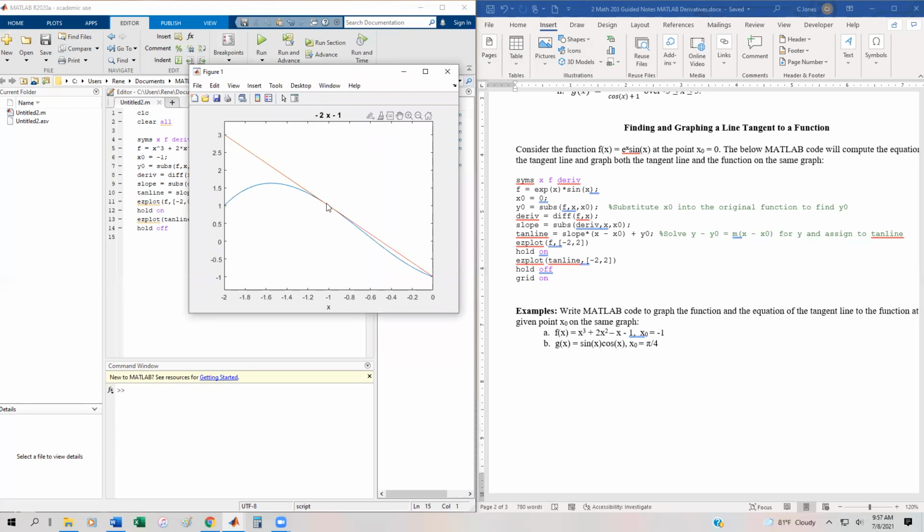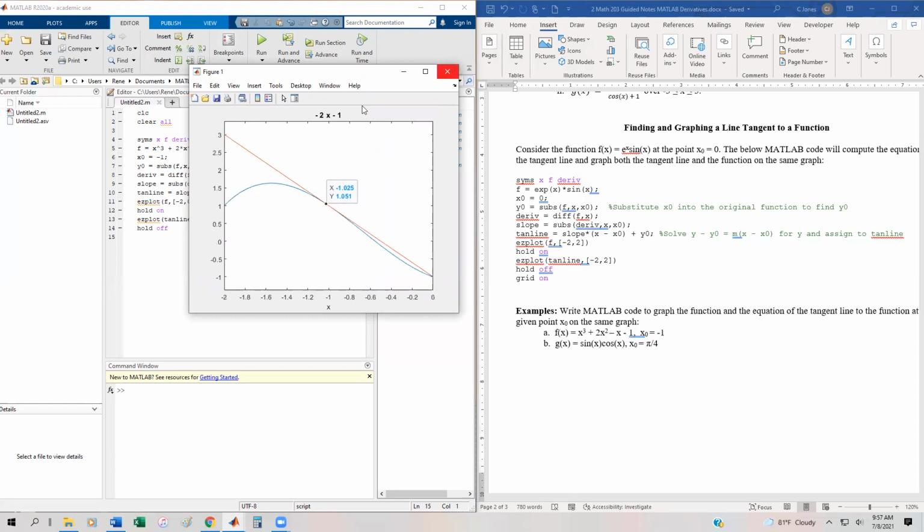Now, of course, we could zoom in if we wanted to. I'm just clicking on the graph and zooming in by rolling my mouse. As we zoom in, the closer we get, we notice that it's precisely at the point -1. It looks like it's just touching there, which we should expect for a tangent line.